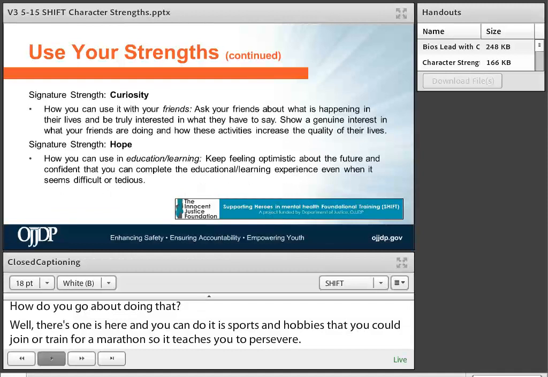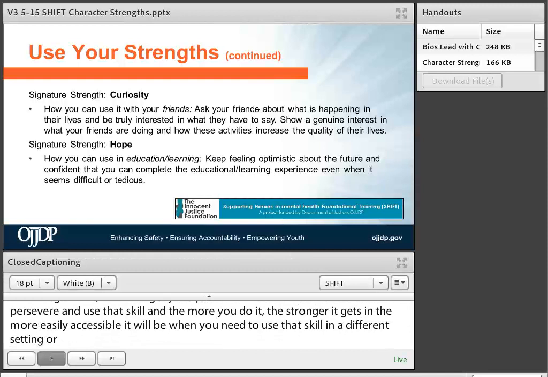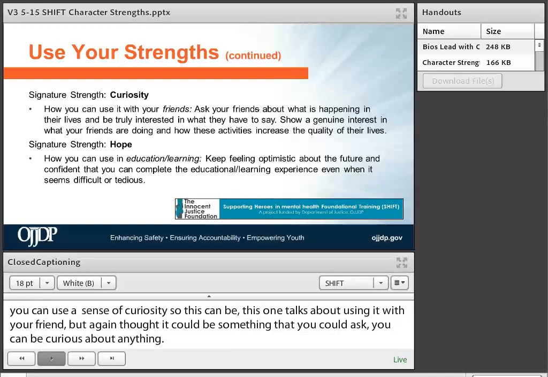Or you can use the sense of curiosity. This one talks about using it with your friends, but again, this could be something that you could ask of anything. You could be curious about what your child did at school today. You could be curious about something that goes on in your neighborhood that you would like to know more about.